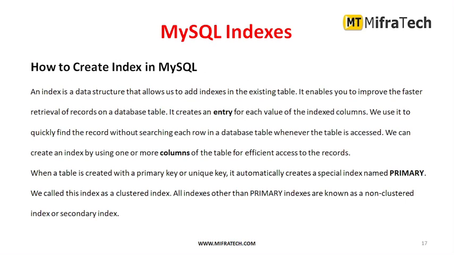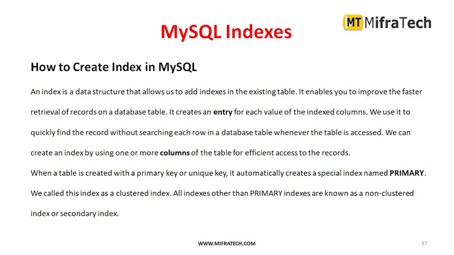Next, see MySQL indexes. How to create an index in MySQL. An index is a data structure that allows us to add indexes in the existing table. It enables faster retrieval of records from a database table. It creates an entry for each value of the indexed columns. We use it to quickly find the records without searching each row in a database table whenever the table is accessed. We can create an index by using one or more columns of the table for efficient access to the records.